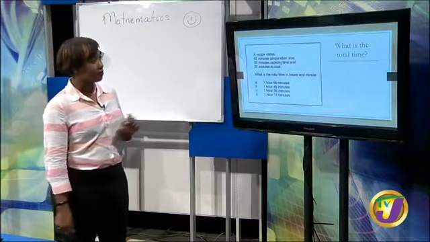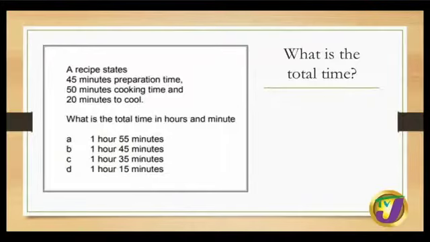Next question. A recipe states 45 minutes preparation time, 50 minutes cooking time, and 20 minutes to cool. What is the total time in hours and minutes? So what is the total time? We have 45 minutes plus 50 minutes plus 20 minutes, giving us a total of 115 minutes.